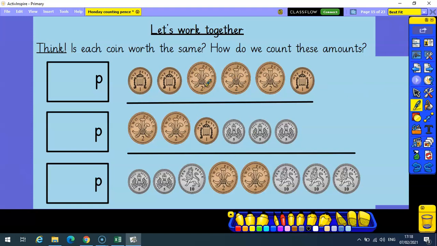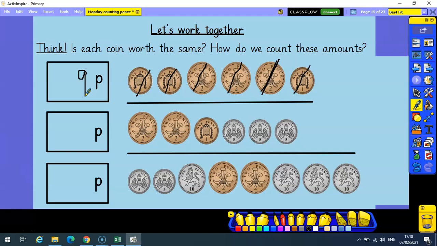So I've got 2, 4, 6, and then I've got 1, 2, 3. So I'm going to start at 6, 6, 7, 8, 9. 9 pence. Did you see how I stopped counting in 2s and I started counting in 1s?